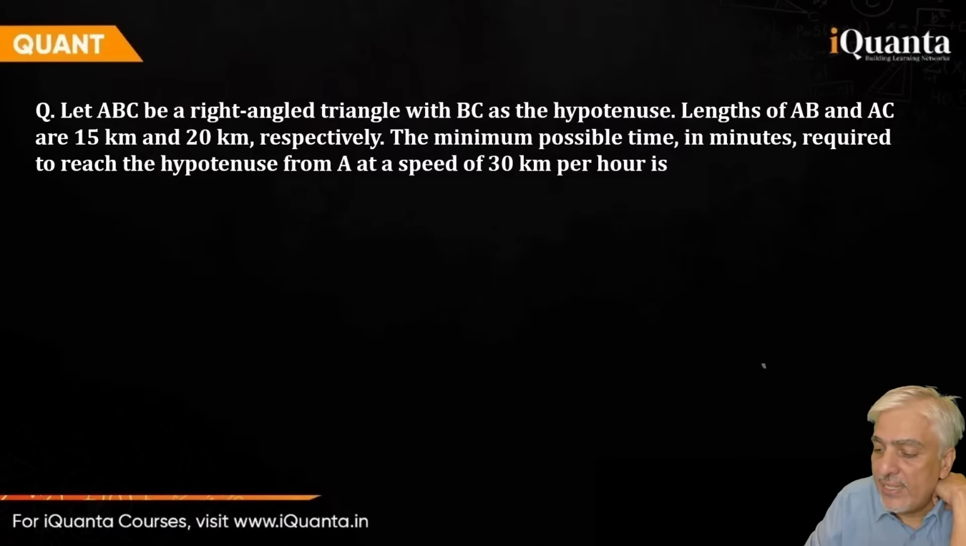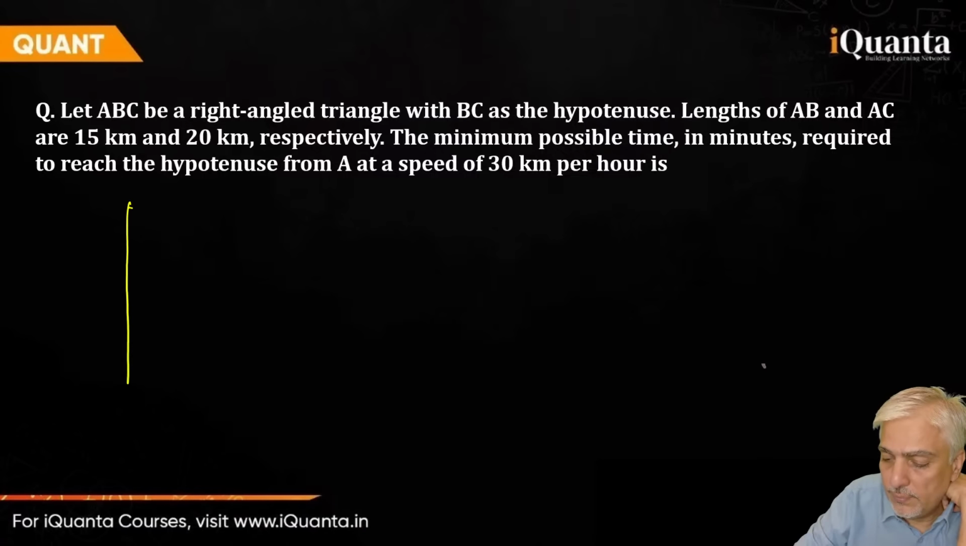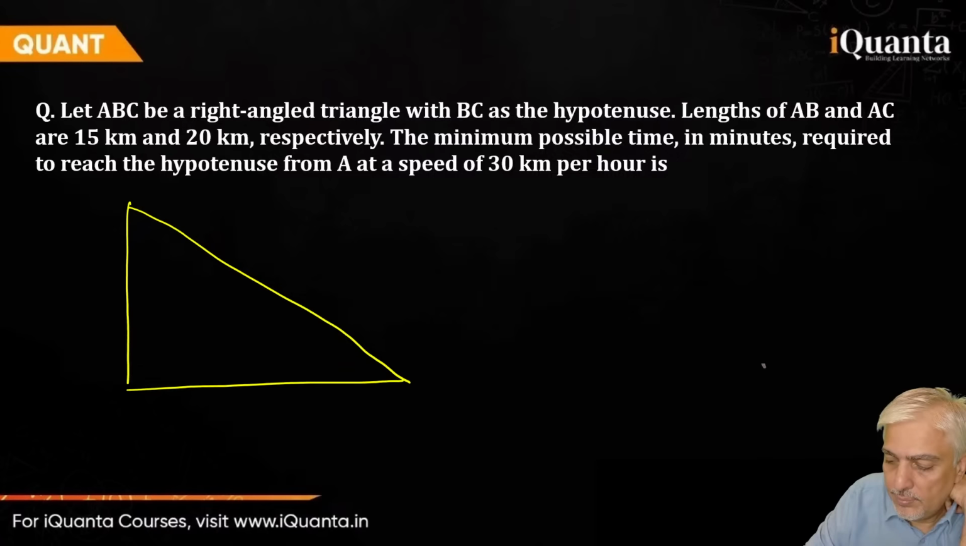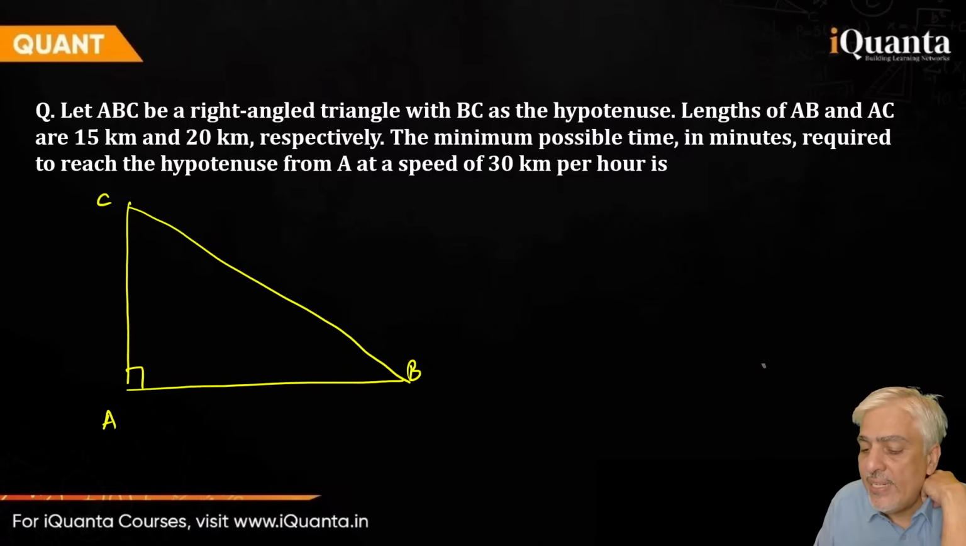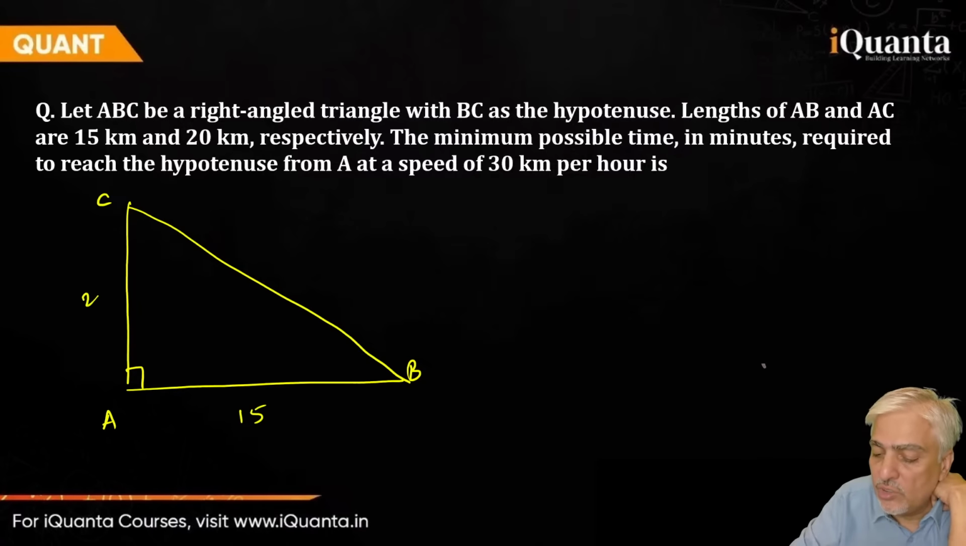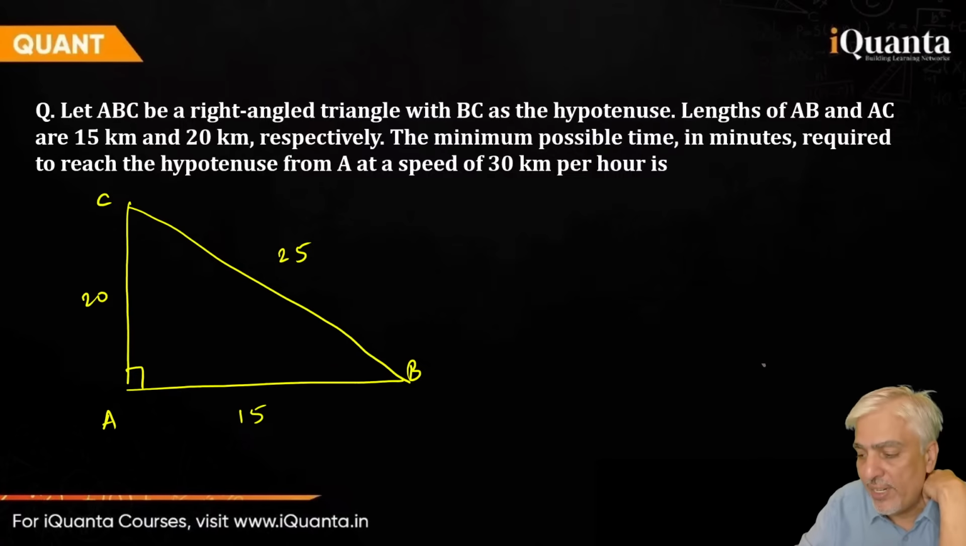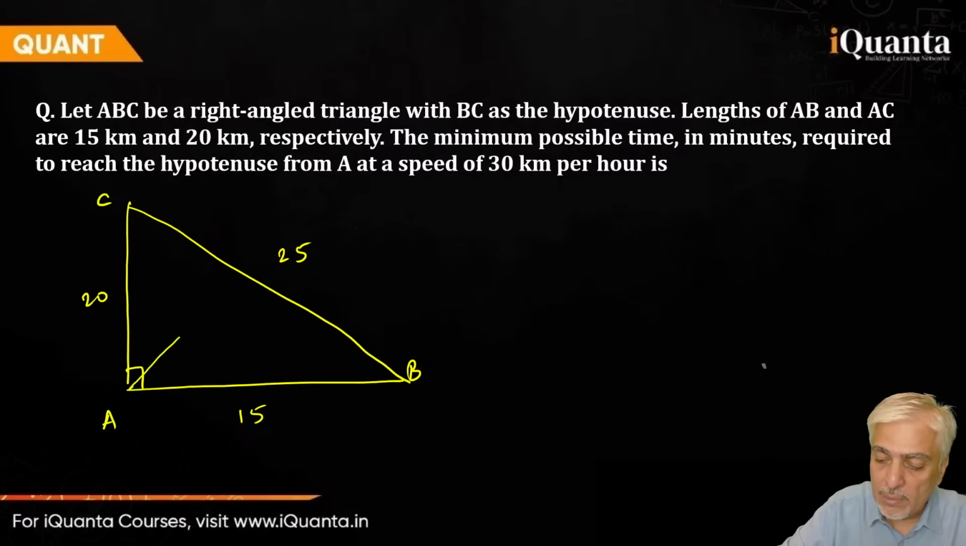Let ABC be a right angle triangle with BC as the hypotenuse. AB and AC are 15 and 20 kilometers. So this is 15, this is 20. So using Pythagoras, you'll get this as 25. Again, multiple of 3, 4, 5. Minimum possible time in minutes required to reach the hypotenuse from A at a speed of 30 kilometers per hour. So if you want the time to be minimum, your distance also has to be minimum. Distance will be minimum if you drop a perpendicular. So AM is a perpendicular.